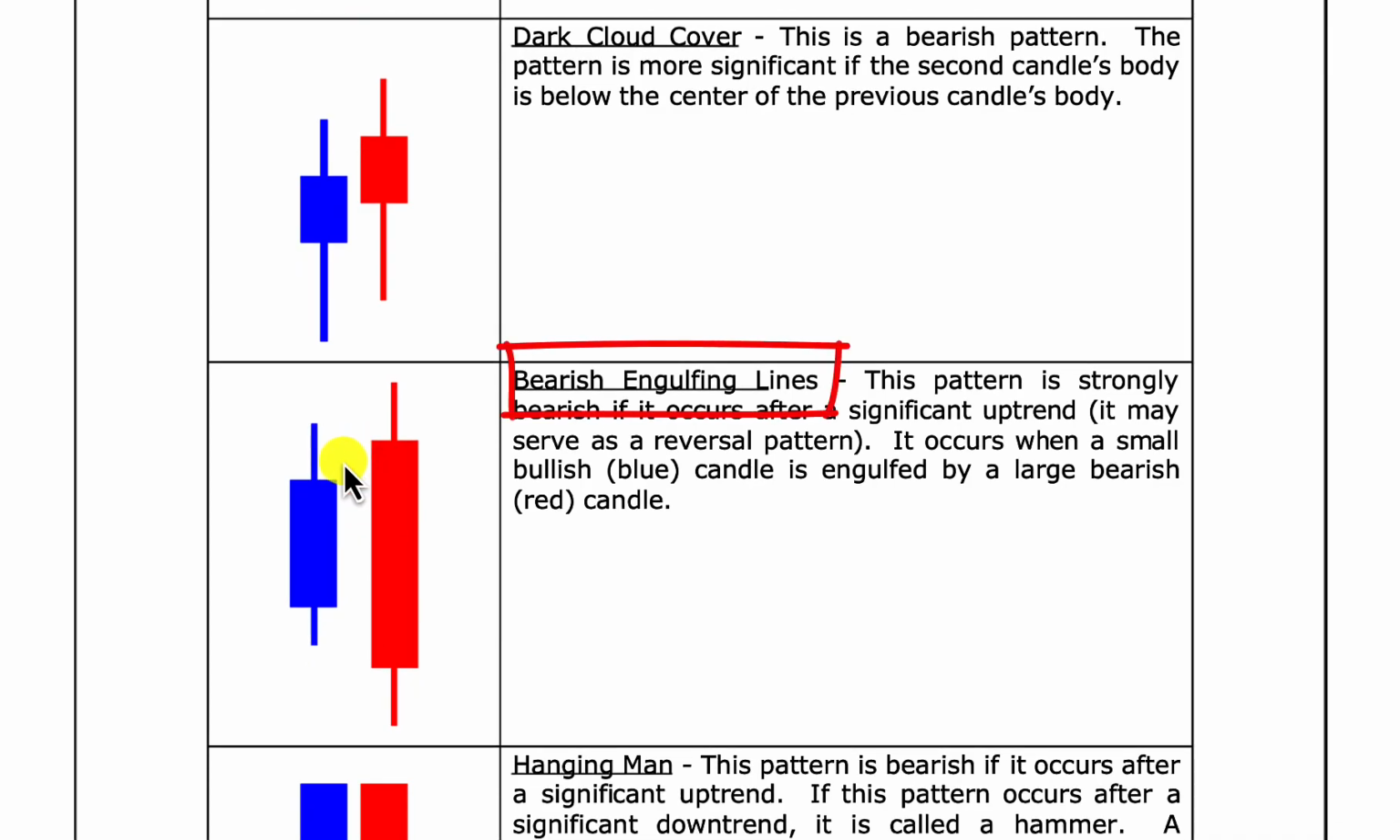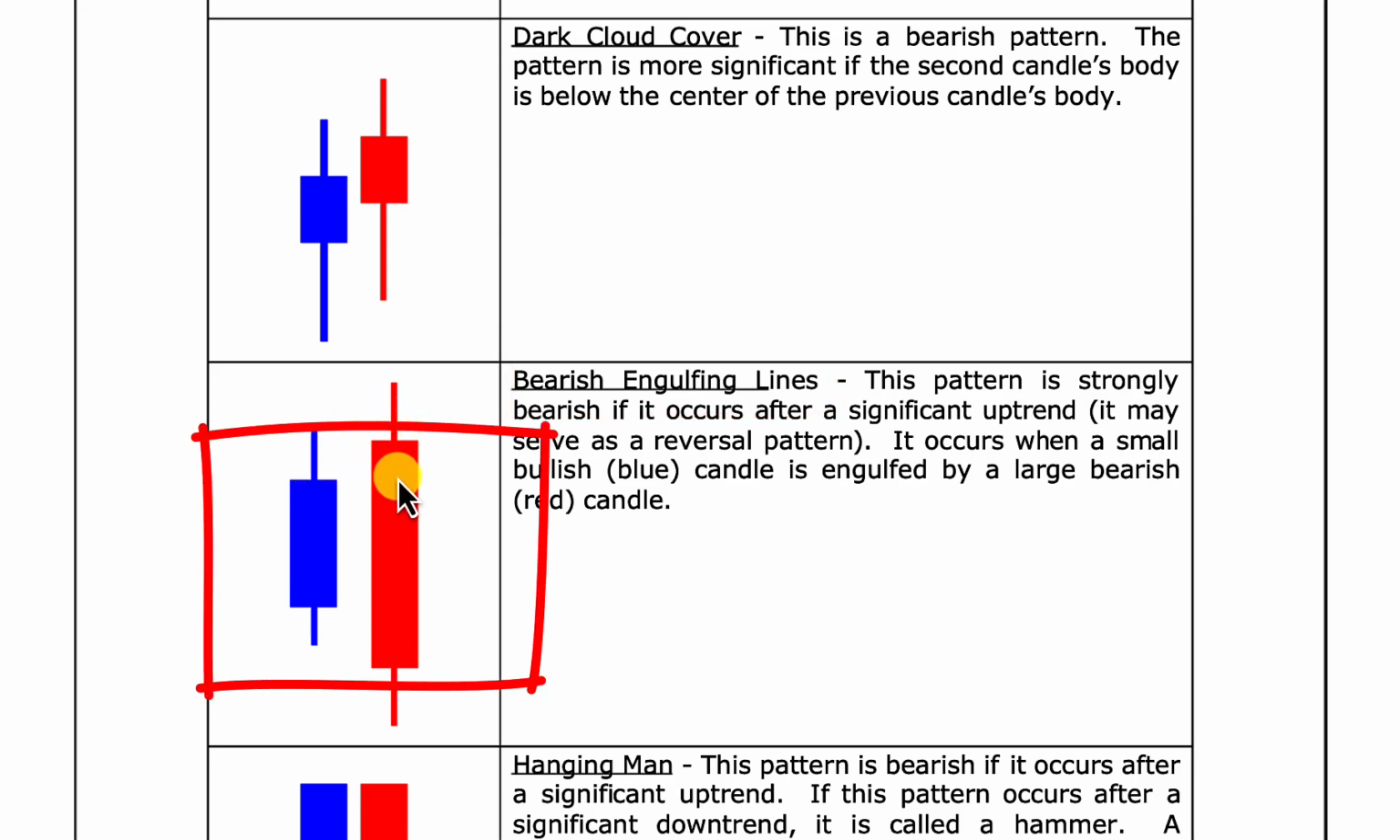This is very similar to the bullish engulfing candle that we saw earlier, except it's the other way around. We get a bullish candle and then a bearish candle where the body of the bearish candle completely engulfs the body of the bullish candle. That's the key to it. That's why it's called an engulfing candle. And as it says here, this pattern is strongly bearish if it occurs after a significant uptrend. And you'll often see these at trend reversal areas on your charts. They're not infallible, but very, very good.